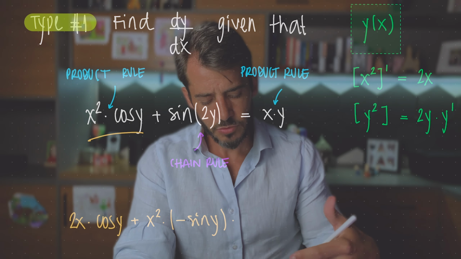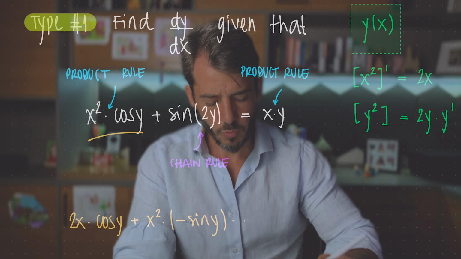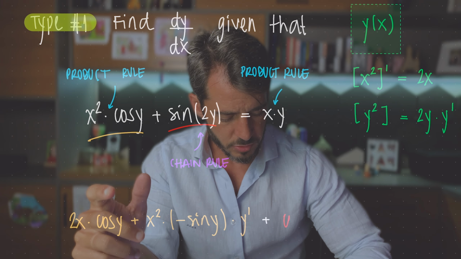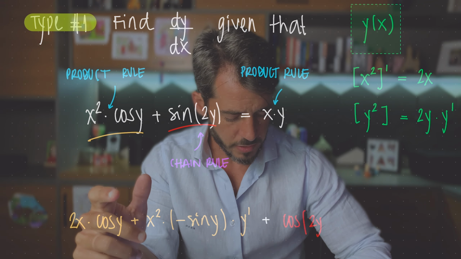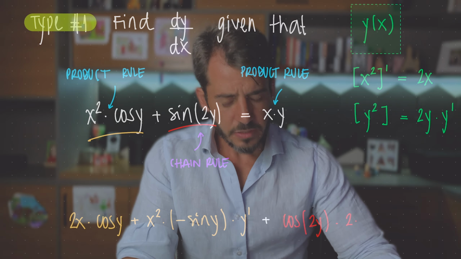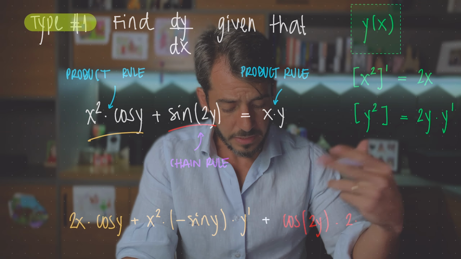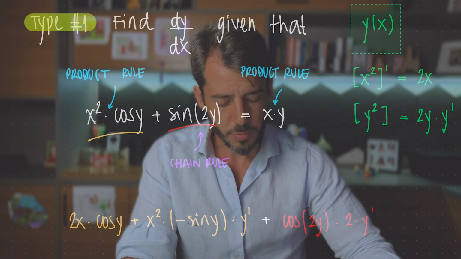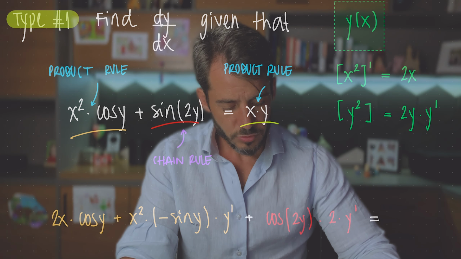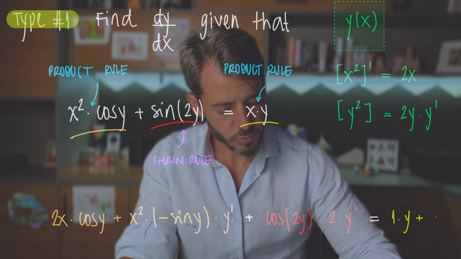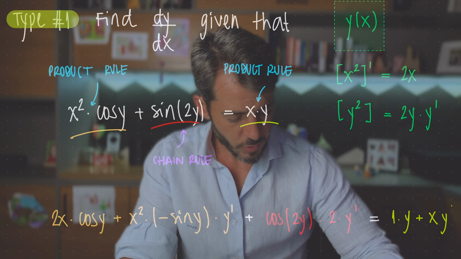So right now you can write dy dx or y prime, plus the derivative of sine of 2y, which is cosine of 2y, times the derivative of 2y, which is 2, times the derivative of y, and this is the second chain rule, which is dy dx or y prime. All of this is equal to 1 times y, and again we're using the product rule, plus x dy dx.